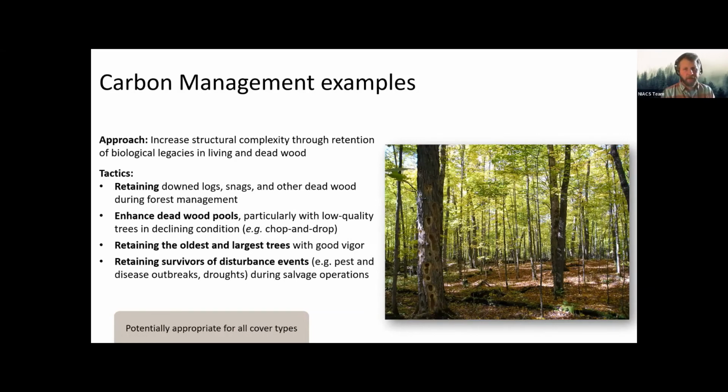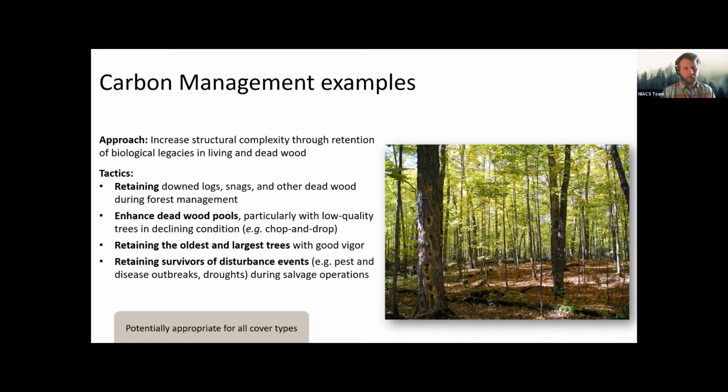Increasing structural complexity. Again, this relates to some of what I already talked a little bit about with species diversity as well. But here, I just want to emphasize again that transfer of carbon to some of the other carbon pools in the forest, especially when there are legacies of past management, we may not have as much carbon in some of those other pools like snags or down logs. And so there might be some opportunities to enhance the deadwood carbon pools.